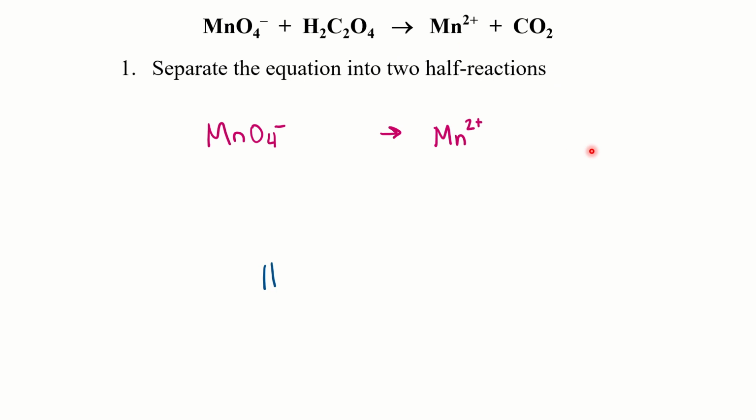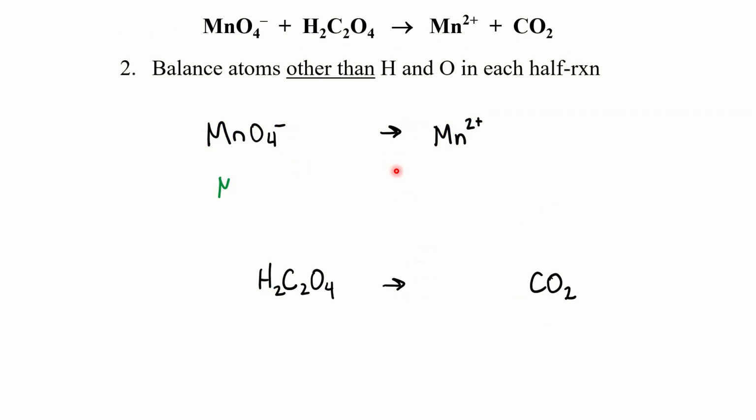Separating this reaction into half reactions, we have the same initial permanganate half reaction, MnO4- forms Mn2+. Our other half reaction is different. It's HC2O4- forms CO2, so we've separated it into half reactions. Now I need to balance the atoms other than H and O.